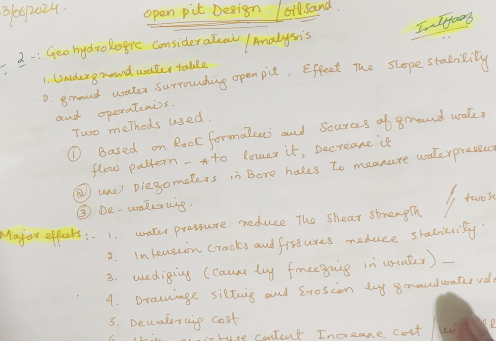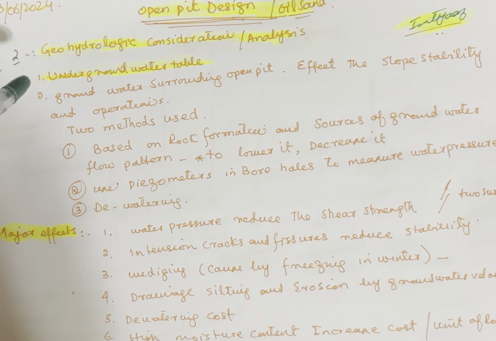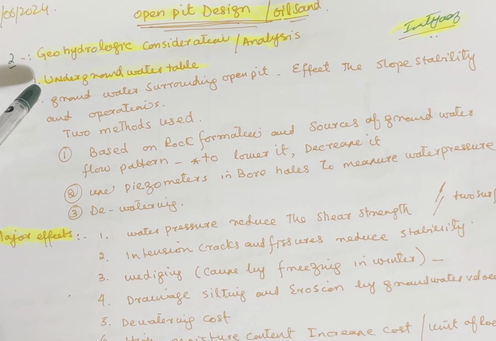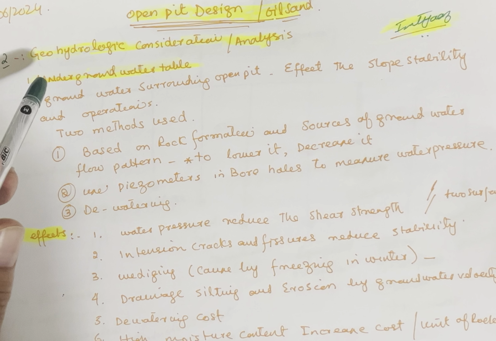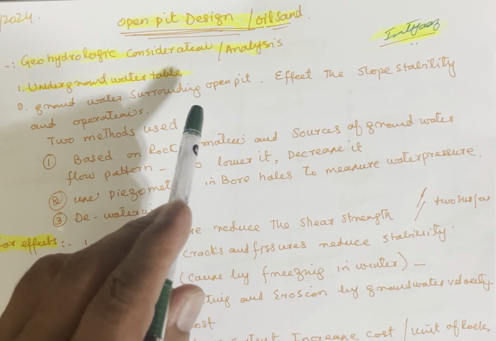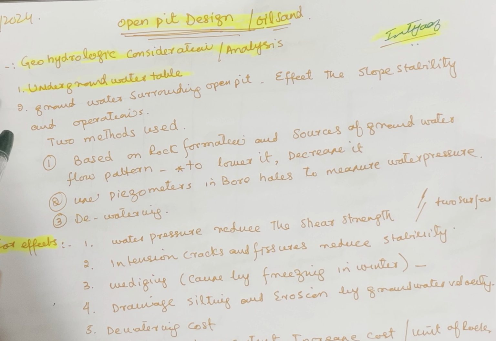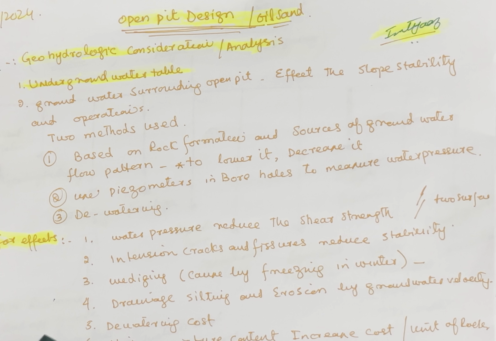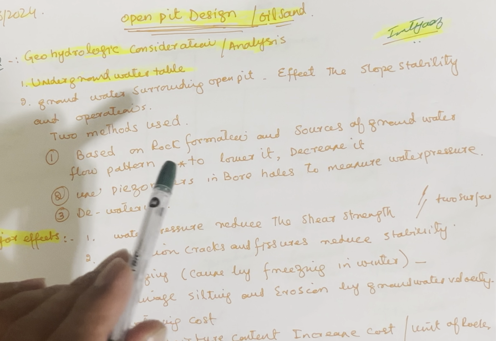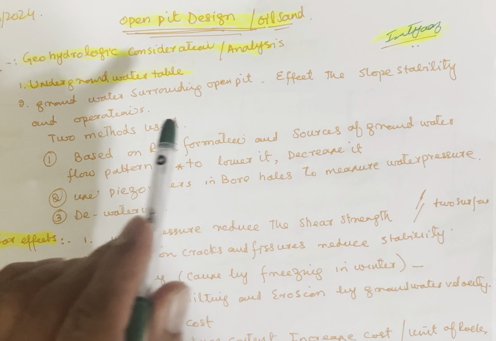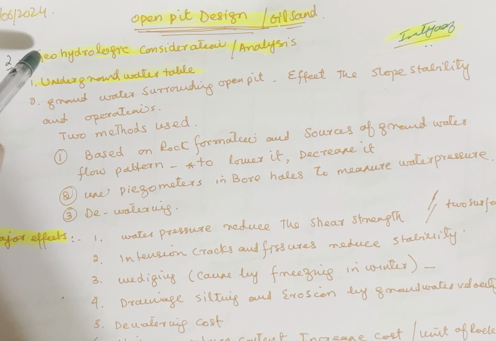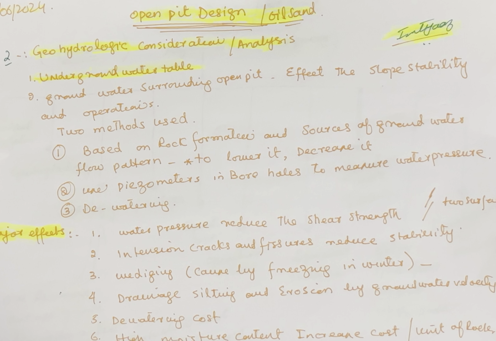Underground water table. So number one, what we cover in the analysis for our open pit design: first of all, we have to know about the underground water table, and the second one is the groundwater surrounding the open pit where we are going to do the mining. How much can it affect the slope stability and operation? So these are the two things.